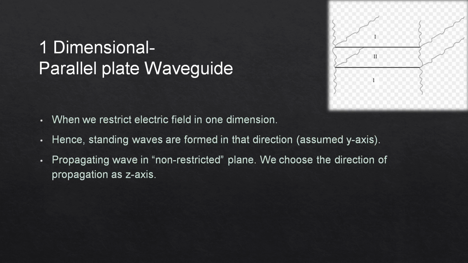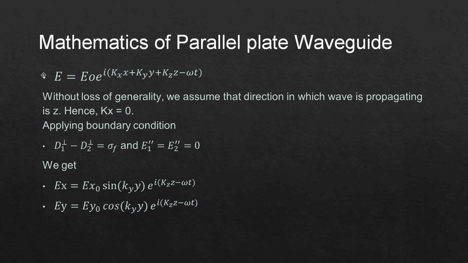Now when the wave is confined in one direction, we get one-dimensional parallel plate waveguide. Also, the standing waves are formed in the direction in which the wave is restricted. In the figure, the direction of propagation is assumed to be z-axis and the confined direction is assumed to be y-axis. Now let us see some mathematics of parallel plate waveguide.